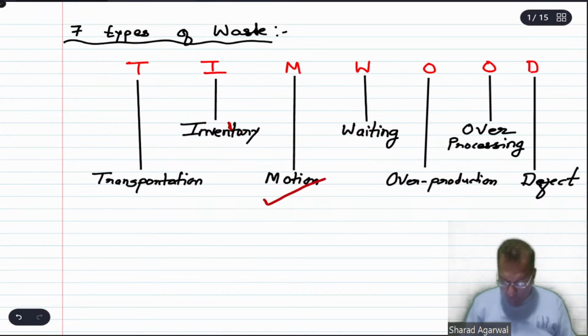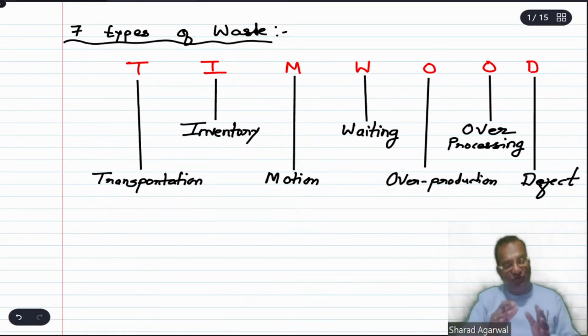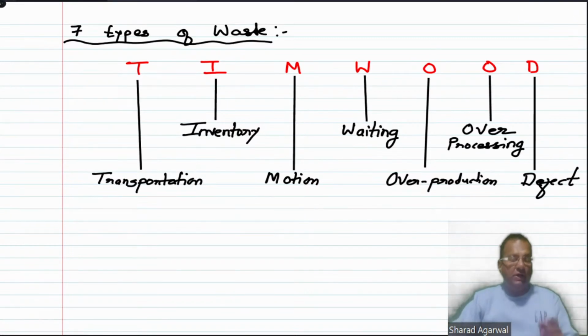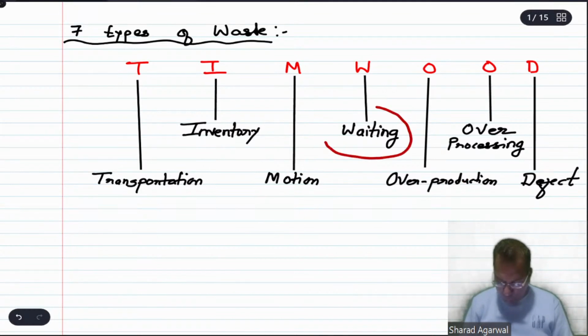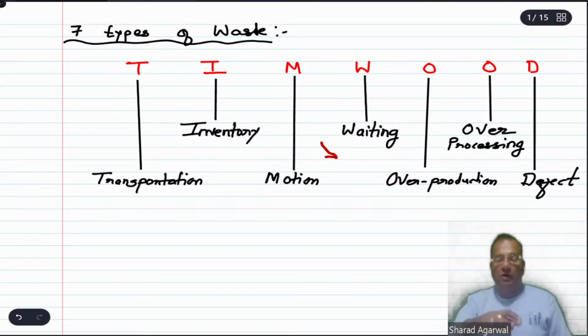Okay, you cannot completely stop the motion. You cannot completely stop the defect. There has to be some. So that's why the word minimization has intentionally been used in the definition of lean system and not the word elimination. Okay, so inventory we have covered, motion we have covered, overproduction we have covered. Now the fourth type of waste is waiting. What do you mean by waiting?